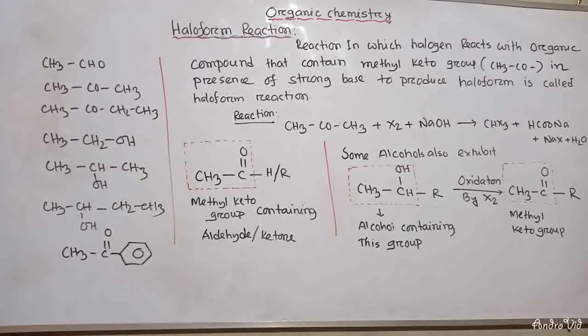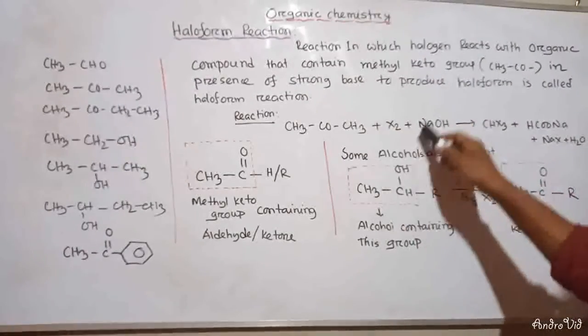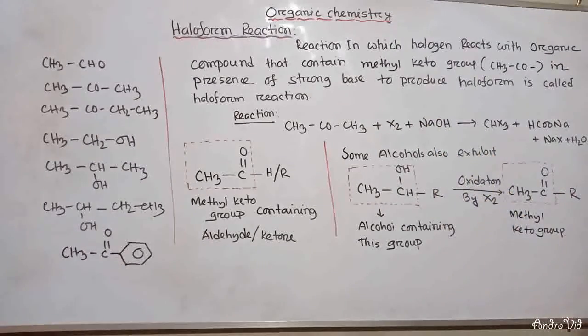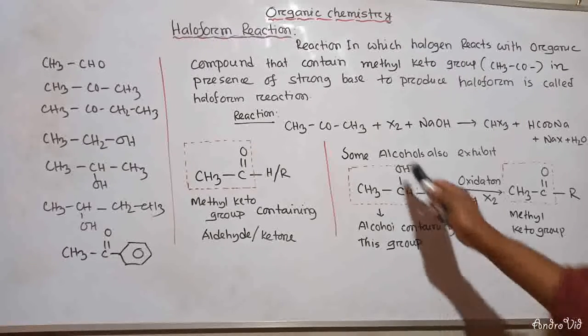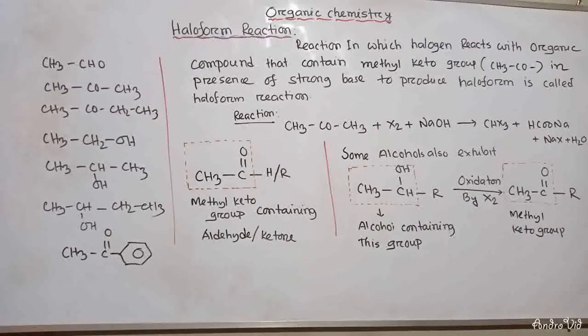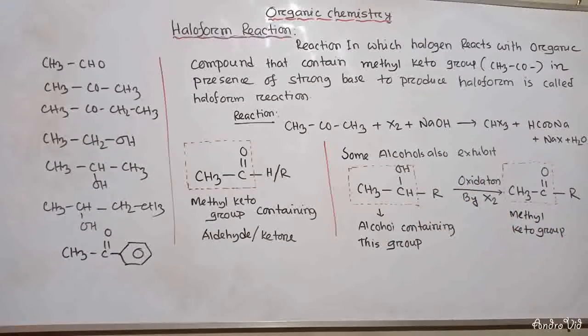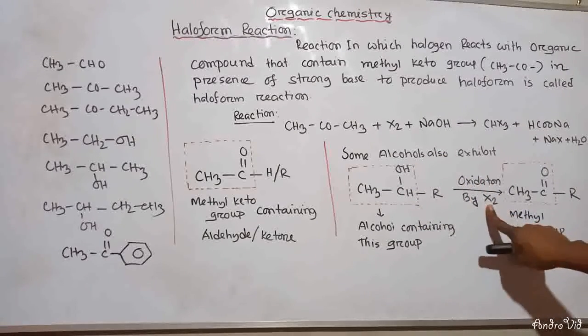Now the question: why does this type of alcohol show the haloform reaction? Because you know very well, during the haloform reaction you have to use a halogen, chlorine or bromine. Normally halogen can act as an oxidizing agent, right? So as halogen can act as an oxidizing agent, if you use CH3CHOH containing alcohol, then the CHOH portion will be oxidized by this halogen.